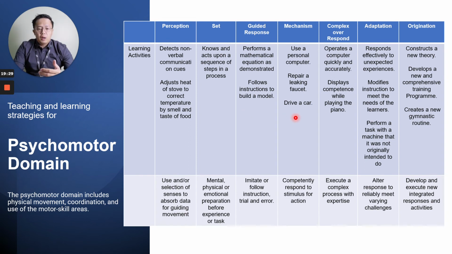Mechanism wise means that the students are not given a guide. You ask the students to perform using the SPSS to perform correlation analysis without looking at the manual, something like that. Yeah, complex overt response means that you will ask the students to demonstrate some competency, yeah, when doing specific things.